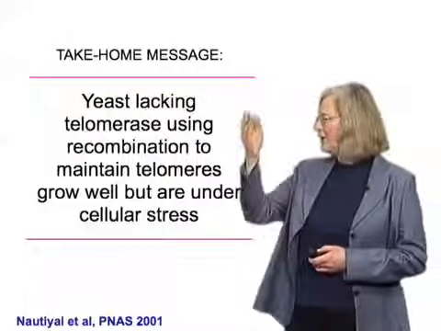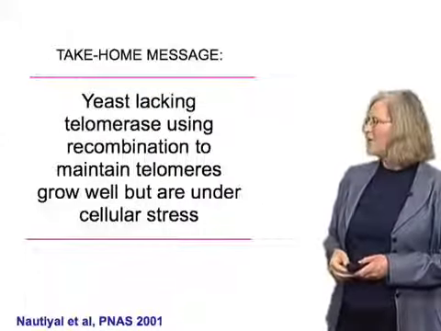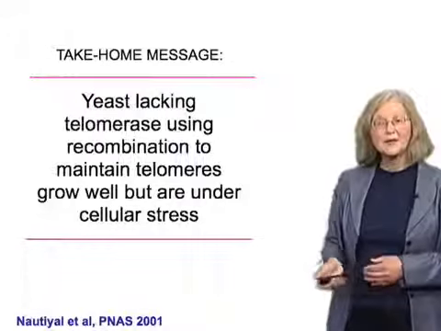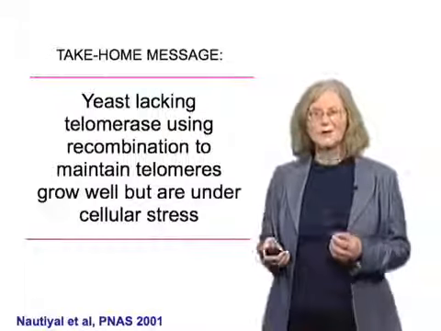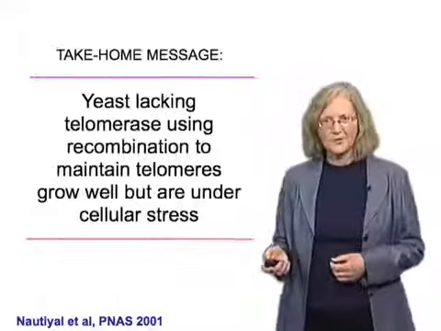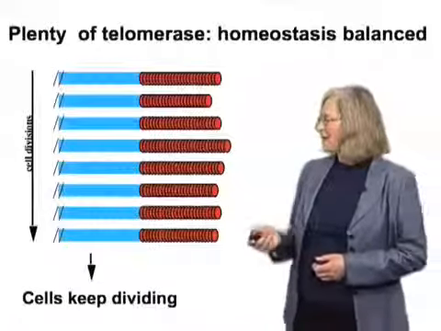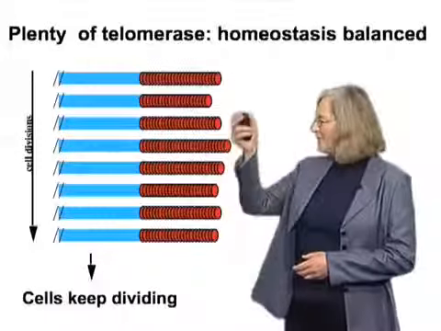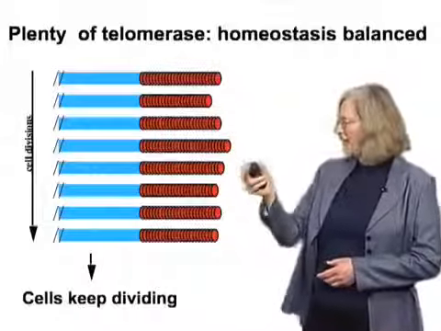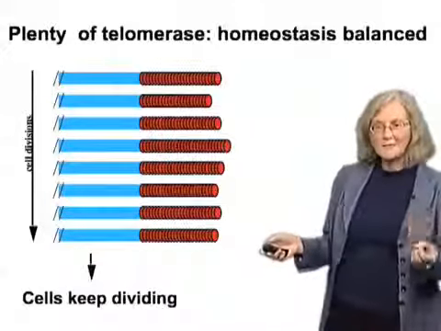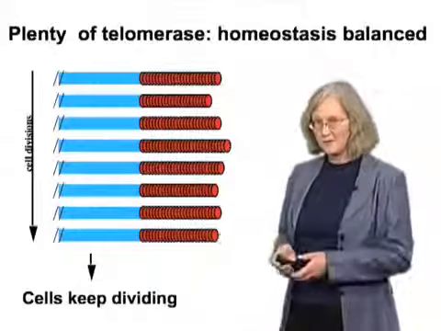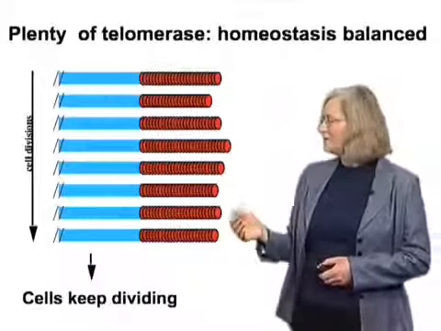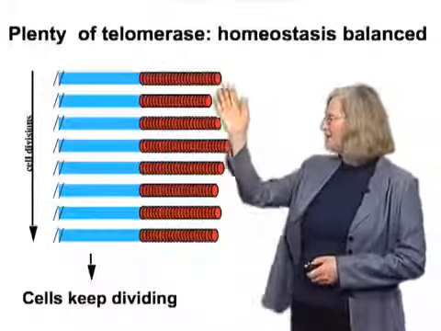So what we learned then is that yeast lacking telomerase, using recombination to maintain telomeres, do grow well, but they're under continuing cellular stress. And this is what these gene expression profile analyses showed us. So let's go back to telomerase and consider again what it's doing. If you have plenty of telomerase, as indeed yeast cells normally do unless we genetically or in other ways ablate the action of telomerase, if you have plenty of telomerase, then there's a kind of a homeostasis of the telomeres. The telomeres stay within a certain range of lengths.